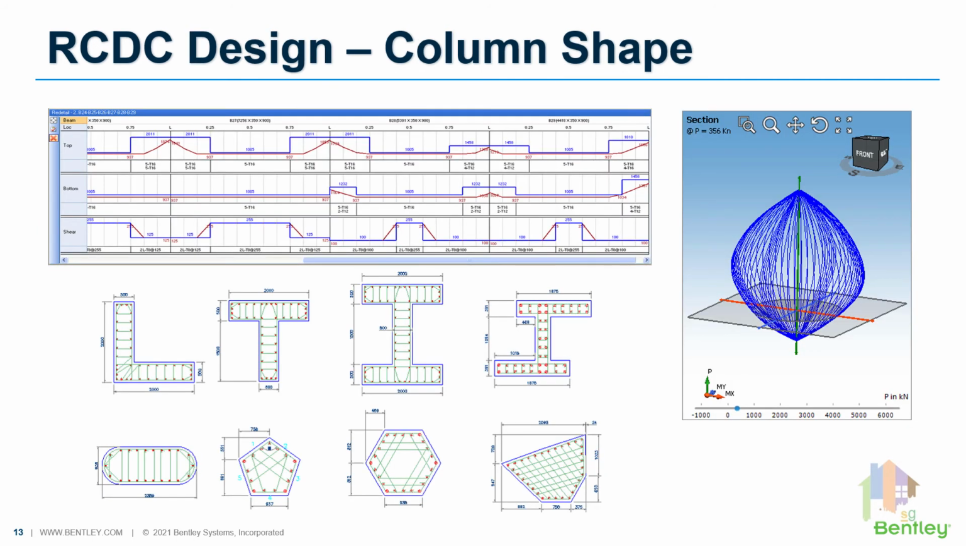RCDC can perform design of any custom shaped column. 3D PM curve for any column is generated and based on that, from basic principles, the column reinforcement is calculated. So if you create any custom shaped column like a flange column or an L column or say any amoeba shaped column, RCDC can design that and reinforcement is provided.